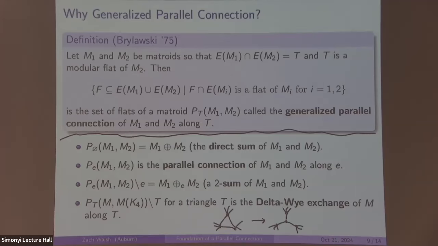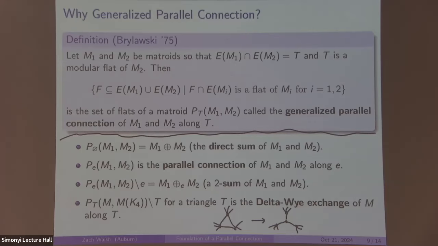So this is called delta Y exchange because the triangle looks like delta, and the degree 3 vertex looks like an upside down Y. If you do a delta Y exchange where M is graphic, you end up with another graphic matroid, which is the graphic matroid of this thing. Okay, I'll draw some more pictures for this construction a bit later. Other questions about this?